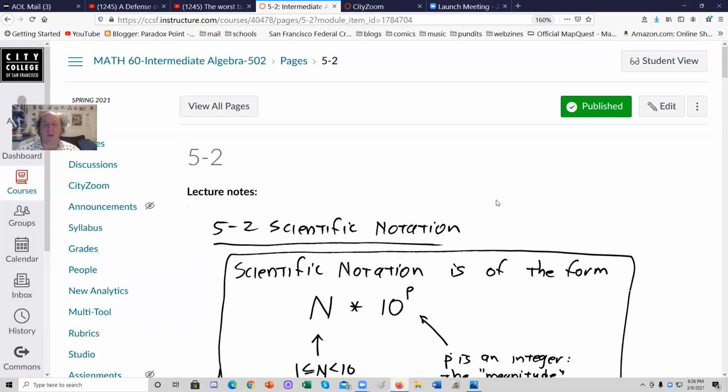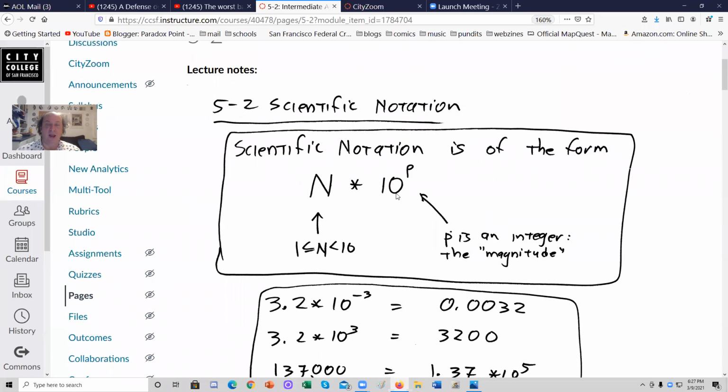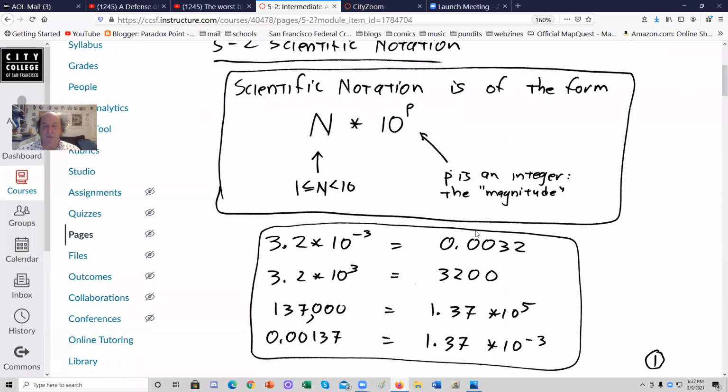Here we have something called scientific notation because you use it a lot in science. It's generally this form, n times 10 to the p. This number n is between 1 and 10. This 10 to the p, where p is a whole number, is called the magnitude. So for example, 3.2 times 10 to the negative third. This is one part in 1,000.